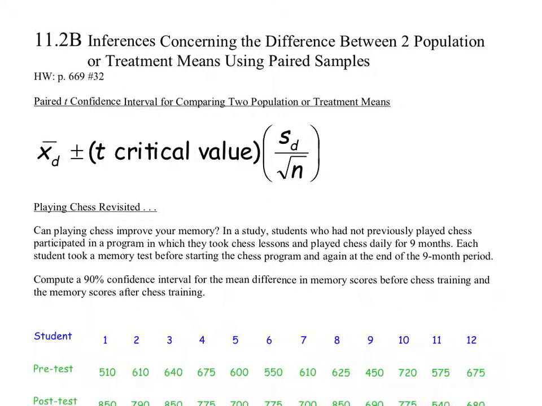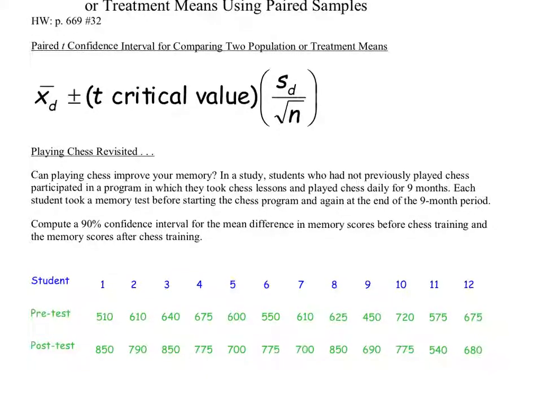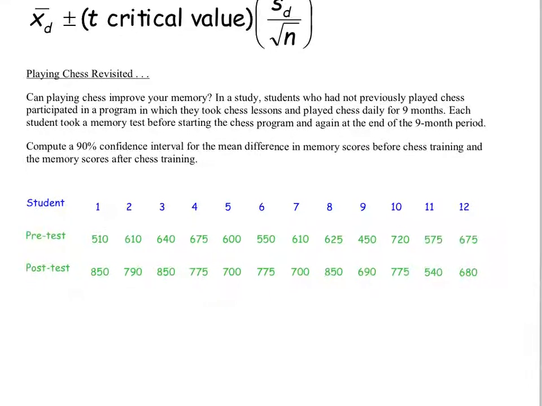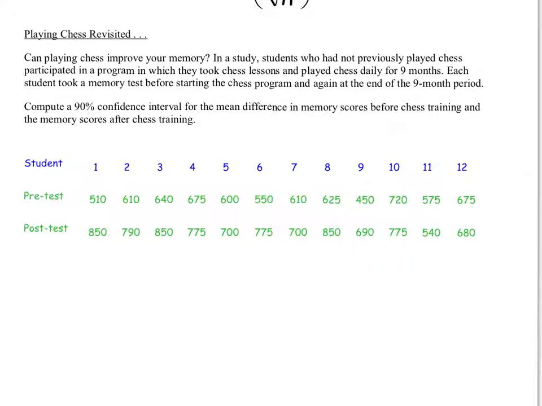For the second part of this lesson, we're going to learn how to do a confidence interval. So you're given the formula for a paired t interval. It starts with x bar of the differences plus or minus some t critical value times standard deviation of the differences divided by radical n. So we're going to use the same data that we used in the last notes.